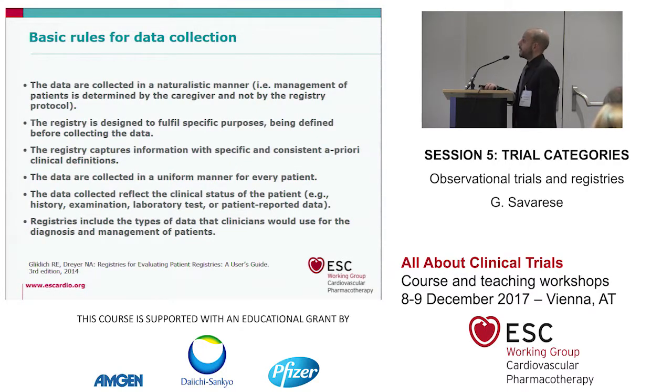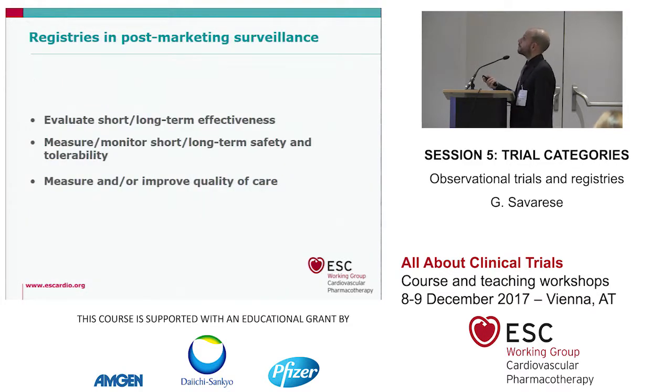So the data are collected in a uniform manner for every patient. The data collected reflect the clinical status of the patient. So we will have data about the history of the patients. Then we will have data about examination, laboratory tests, and patient-reported data, for example, how they feel, and so on. Registries include the type of data the clinician would use for diagnosis and management of patients, and this is different, for example, as compared with trials.